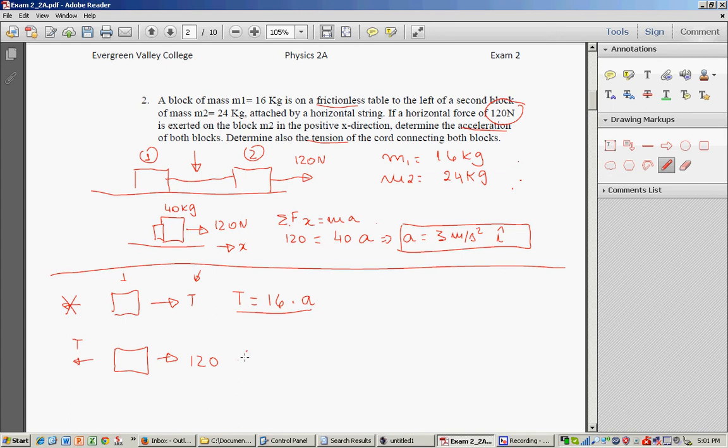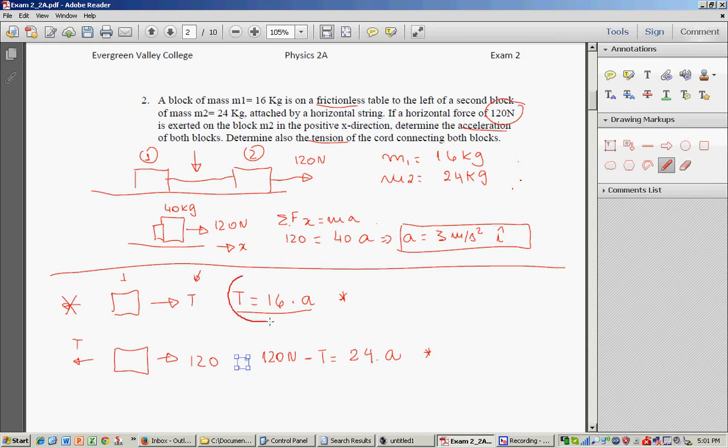Okay, so when you apply Newton's second law of motion to this situation, here's what you get: 120 newtons minus tension is equal to the mass of that block, which is 24, times acceleration. With this we get our second equation. So we have one equation here, and another equation over there.